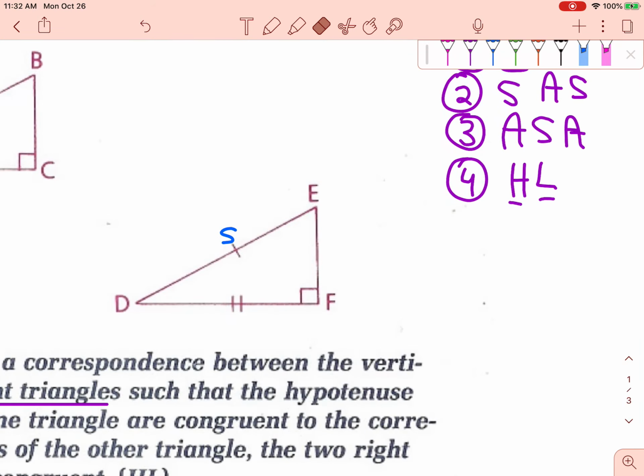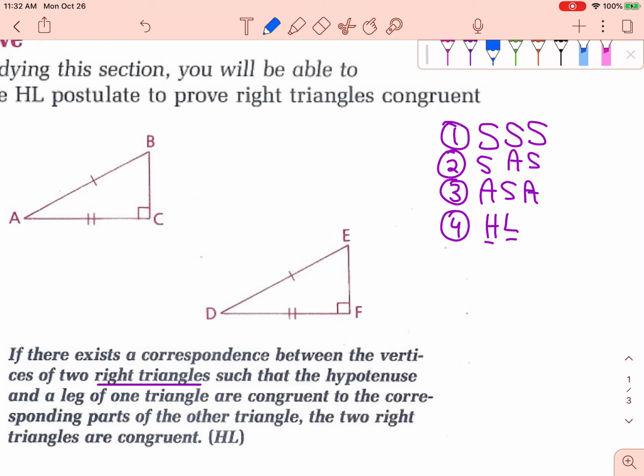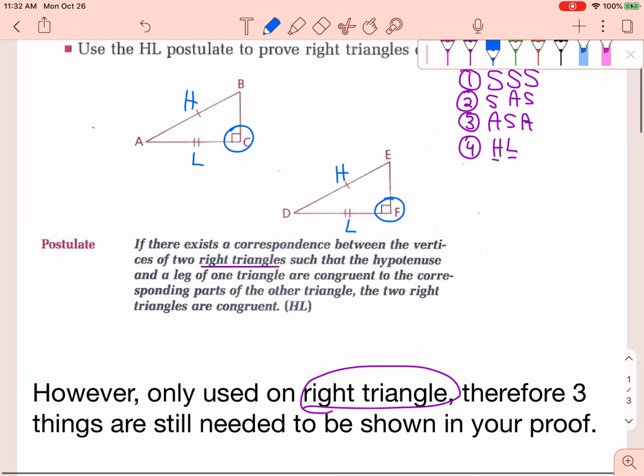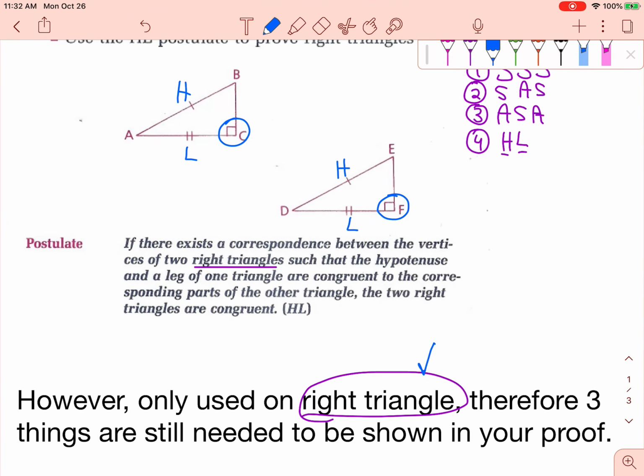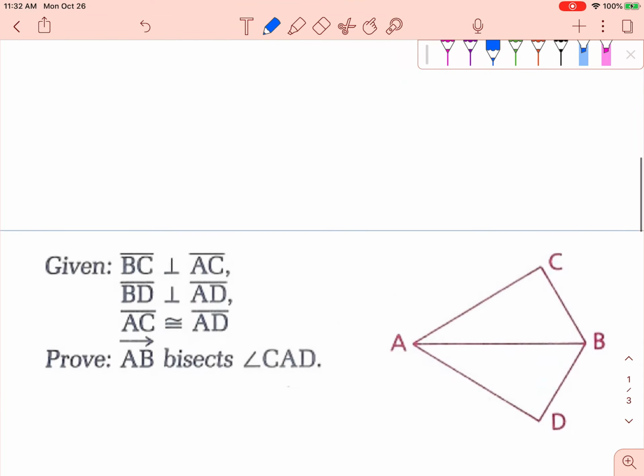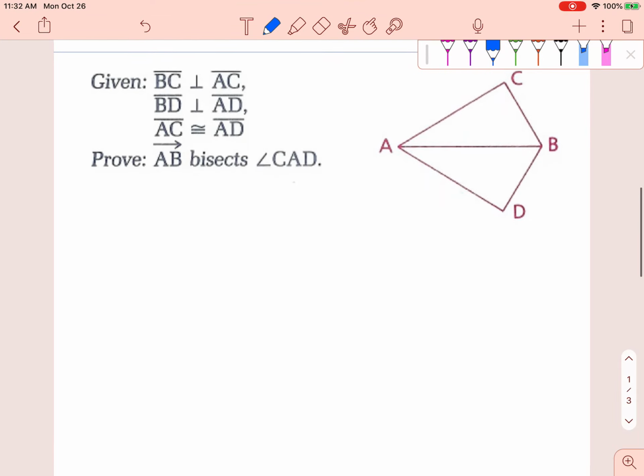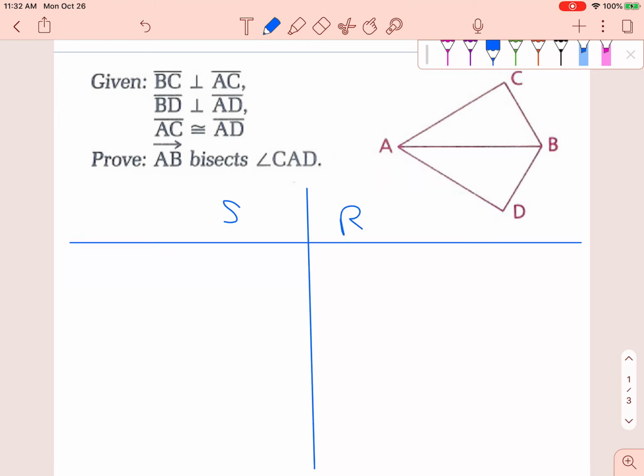So now there's the last method that you can use. And again, you're looking for right angles, and then you're looking for the hypotenuse to be congruent and the leg to be congruent. So again, that's still 3 things. You still have to state that the triangles are right. And if a triangle has a right angle, you know it's a right triangle. And then you have to have the hypotenuse congruent and the leg congruent. So I'm going to show you what one of those proofs would look like, and then we're going to do another example in class. So I'm going to write my statements and my reasons that were given.